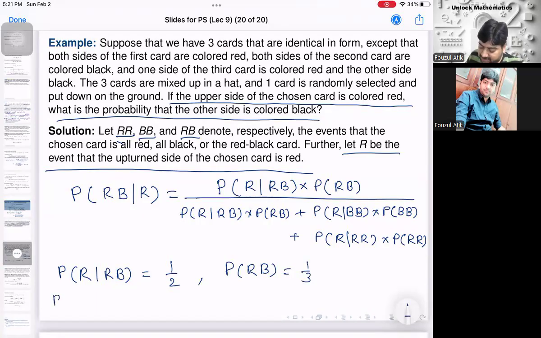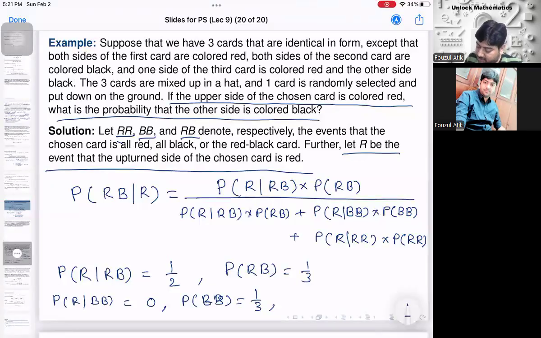Now what is the probability of R given BB? Given that you have already selected the both-sides-black card, what is the probability that the upturned face is red? Is it possible? You already have the both-sides-black card, so it is never possible. So this probability is 0. And although I don't need it, the probability of BB is 1 by 3.